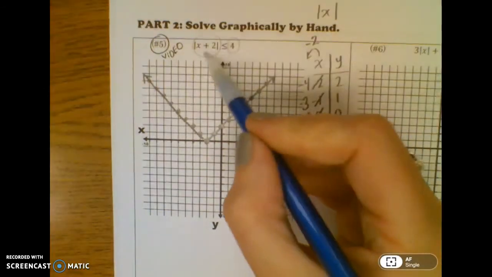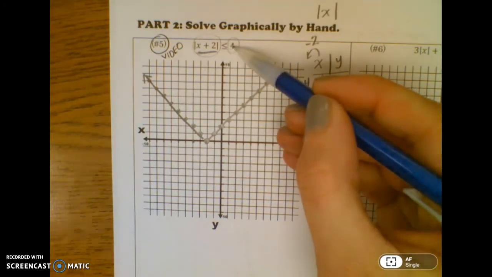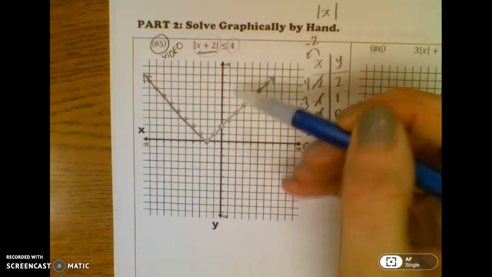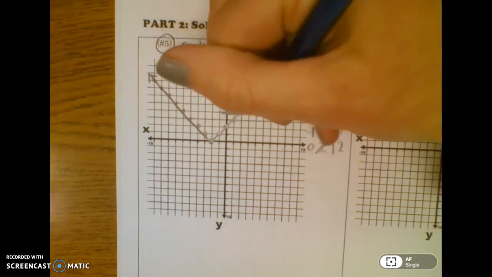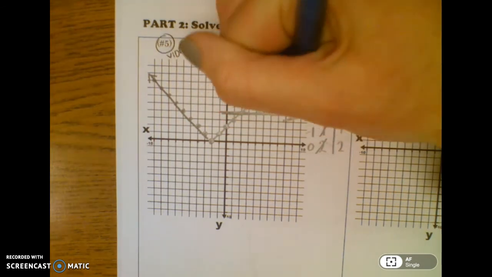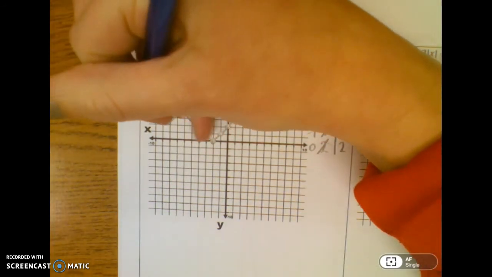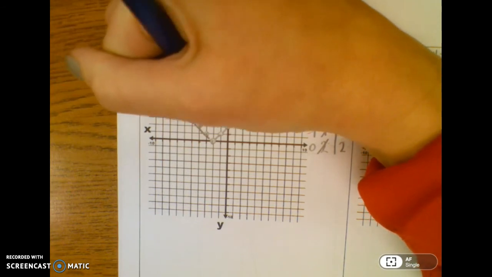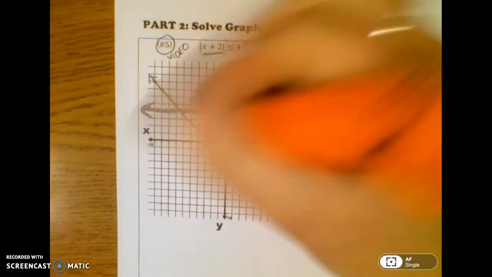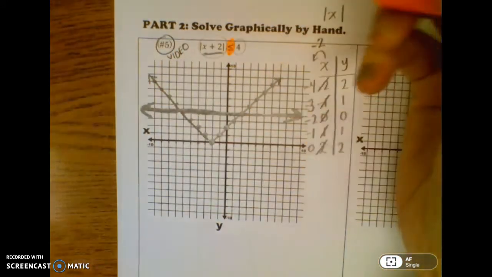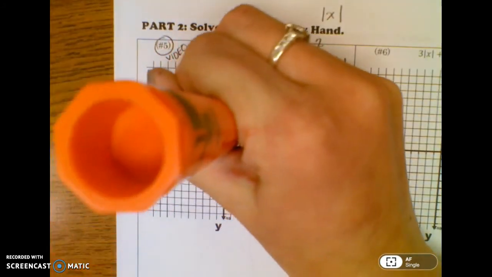So I just graphed the absolute value, but I want to know where this absolute value graph is less than or equal to the horizontal line 4. So I'm going to graph the horizontal line 4. And as I'm graphing it, I'm thinking which parts of the absolute value graph are below this horizontal line along the y-axis. So I'm looking at the absolute value, and below 4, right, less than 4, would be everything that I'm highlighting right now.